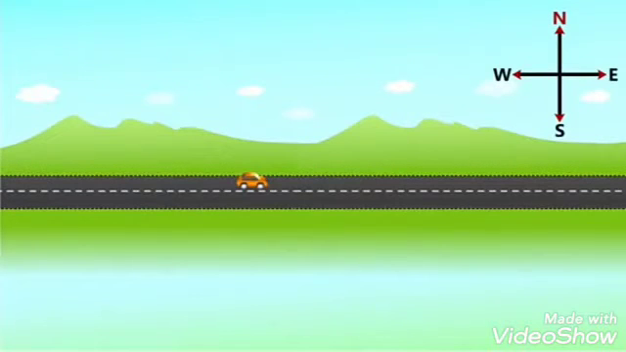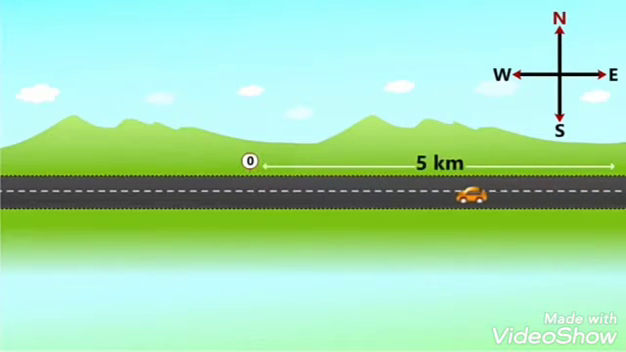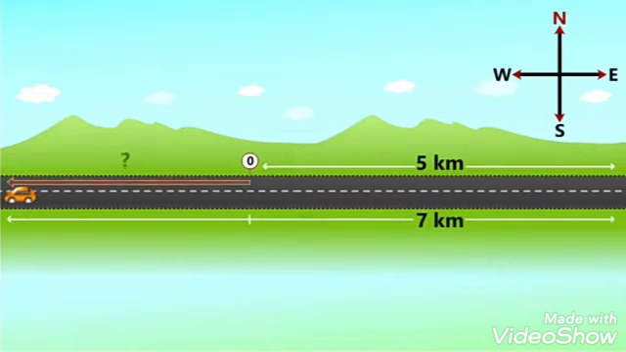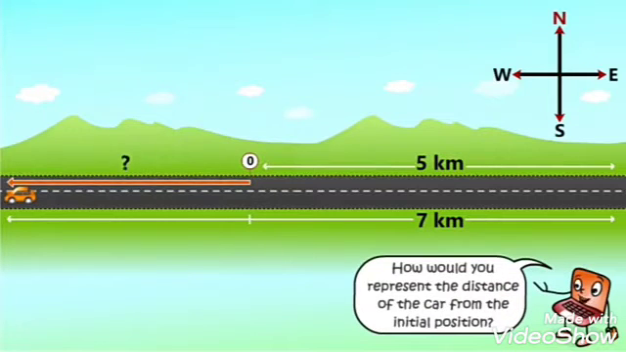The car starts from its initial position, which we mark as 0. The car travels east 5 kilometers and then travels west 7 kilometers. The car went forward and then moved backwards in the same direction. How would you represent the distance of the car from the initial position?